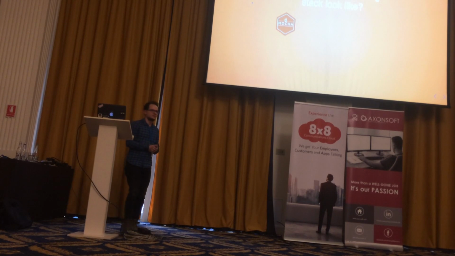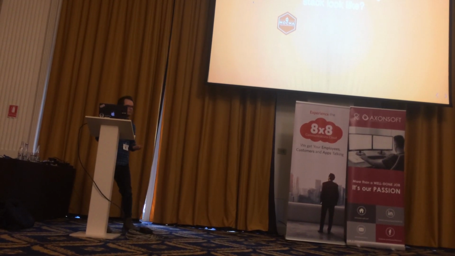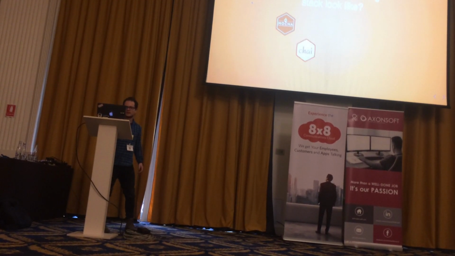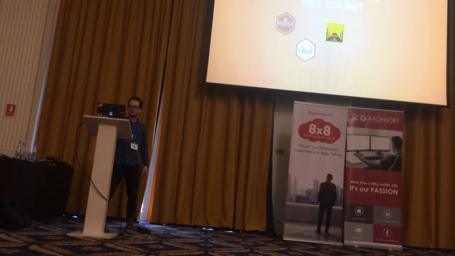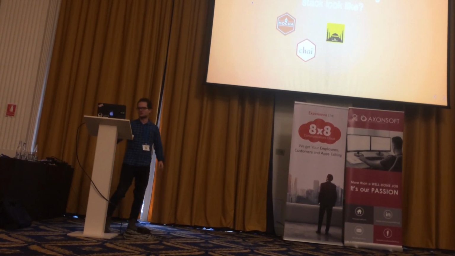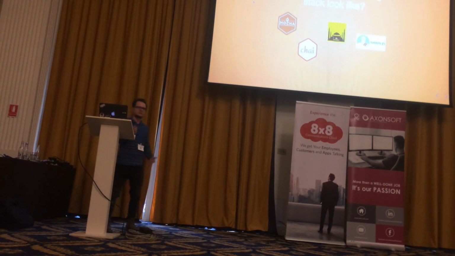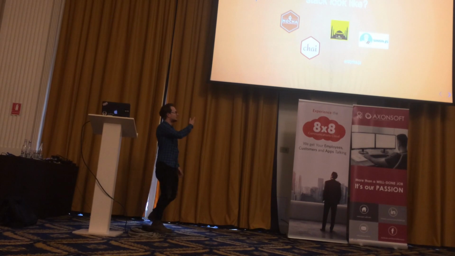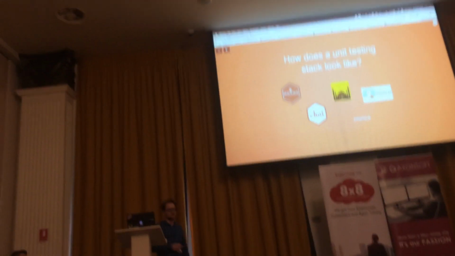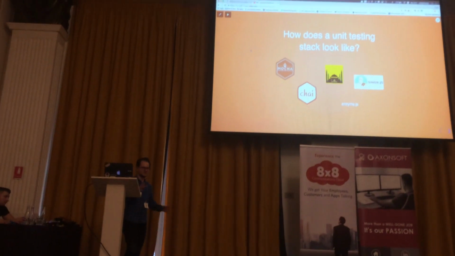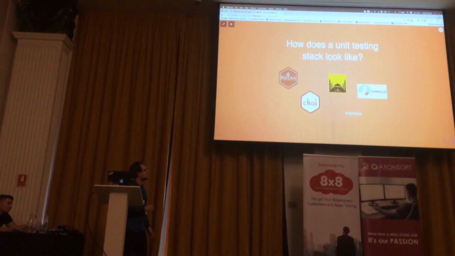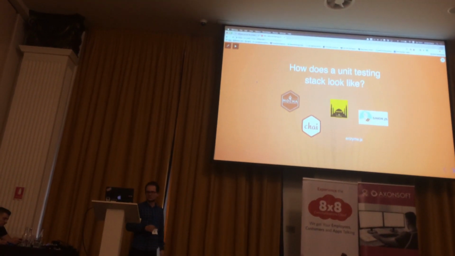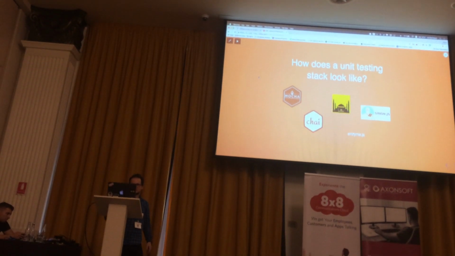One might use for a test runner, maybe you're familiar with Mocha. For assertions, you may use Chai. For test coverage, Istanbul. Sinon for stubbing and spying. And I couldn't find a logo for that. And Enzyme for testing React applications. It's a specialized tool, so don't concentrate too much on that.